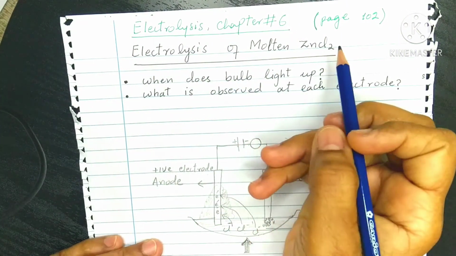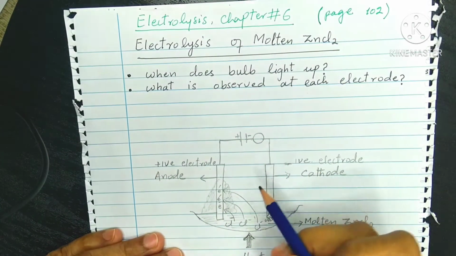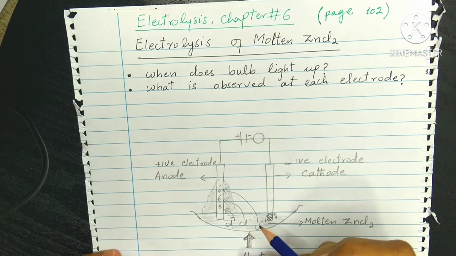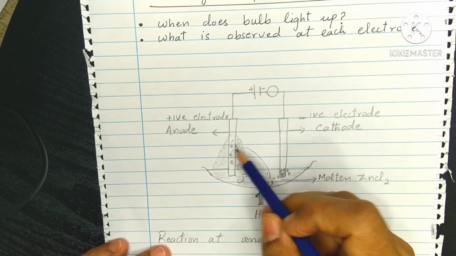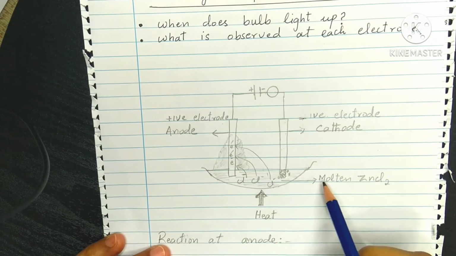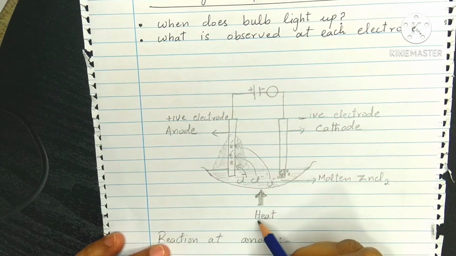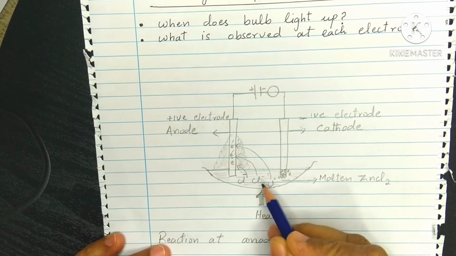Electrolysis of molten zinc chloride. For the electrolysis of molten zinc chloride, we need one electrolytic cell, and in this cell we have two electrodes, one power supply, and a container that contains the molten zinc chloride. This reaction goes on at a high temperature, so we have to provide heat continuously during the experiment.